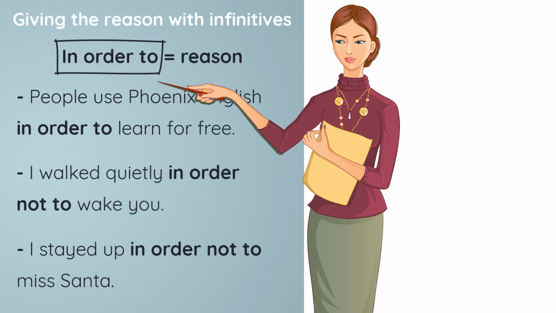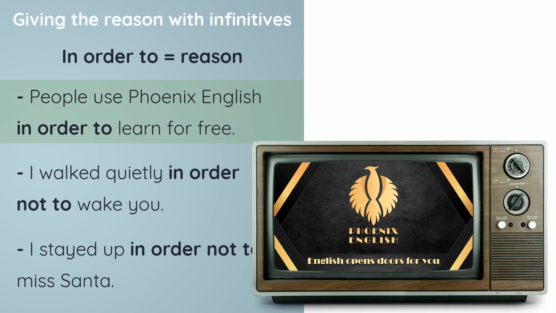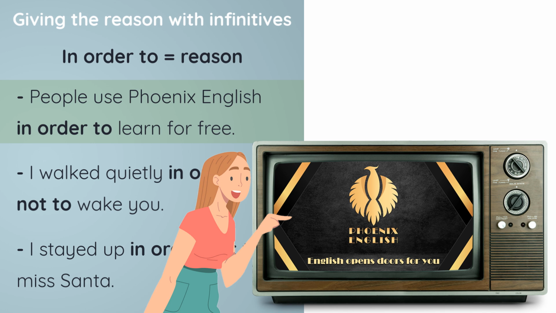So let's look at some examples. People use Phoenix English in order to learn for free. So if you look at this example, we still have our infinitive verb. Can you tell me what the infinitive verb is in this? To learn. Okay? So we have our preposition to here, and then we have the base verb learn. Before we have to learn, we have the words in order. So this again is giving a reason. We could also say people use Phoenix English to learn for free if we didn't want to use this. But to make it more formal, we can add the words in order before.